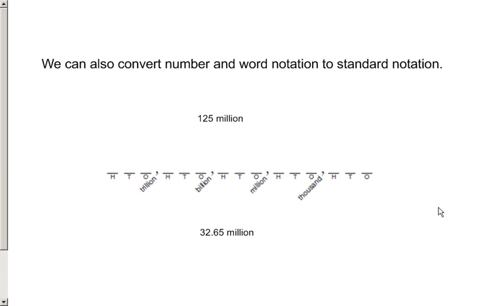So now we're going to talk about vice versa. We can also take a number and word notation and change it to standard notation. So this is the number 125 million. So I'm going to change it to standard notation. 125, those are my significant digits. The word million, that's where my comma goes. That's my greatest place. And I fill in the other places with zeros. So 125 million is written as this on my chart here.